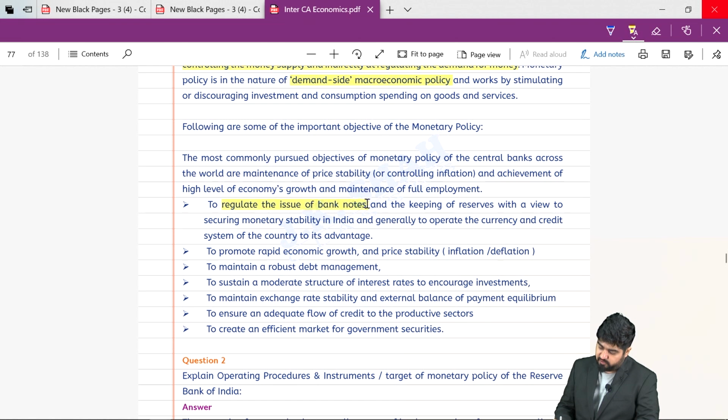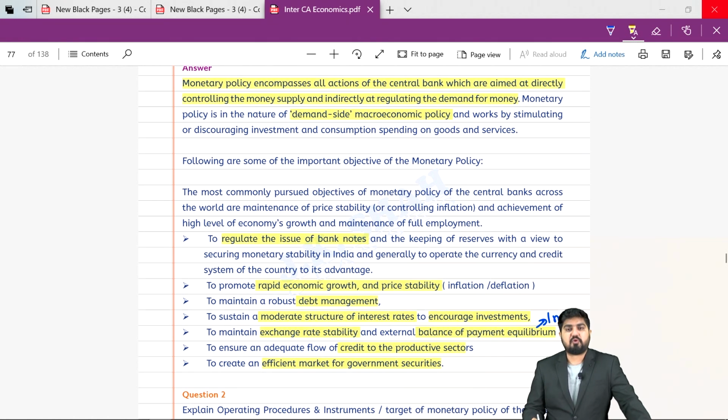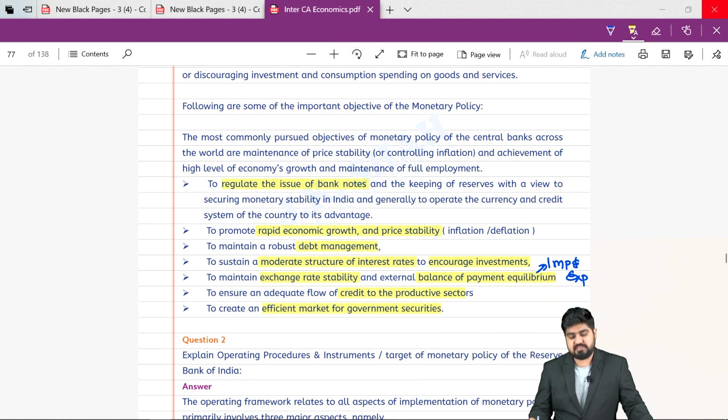To regulate the issue of banknotes, rapid economic growth and price stability in the economy, debt management of the country, a moderate structure of interest rate so as to encourage investment, exchange rate stability and balance of payment equilibrium. Balance of payment equilibrium is nothing but exports and imports. Adequate flow of credit to productive sectors. And the last one, an efficient market for government securities. These are the important objectives of monetary policy.